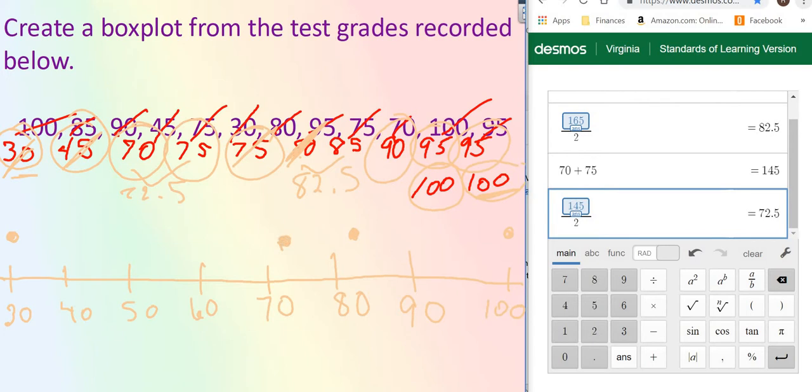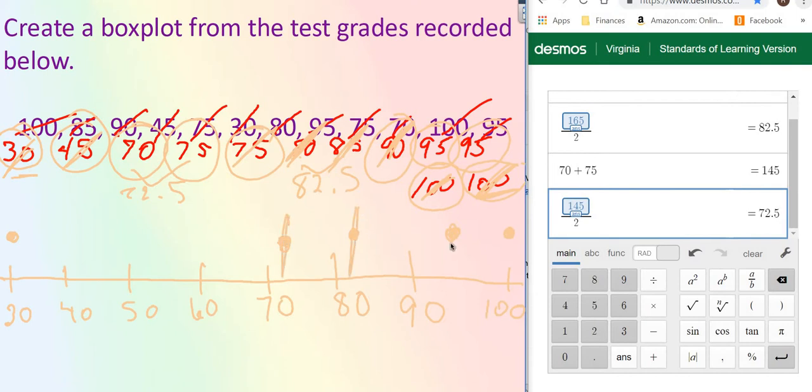Now I'm going to do the same thing with the top numbers. So I've got 85 and 100, 90 and 100. I've got 2 95s. So the good news about that is 95 plus 95 divided by 2 is 95. So I've got 5 dots above my line.